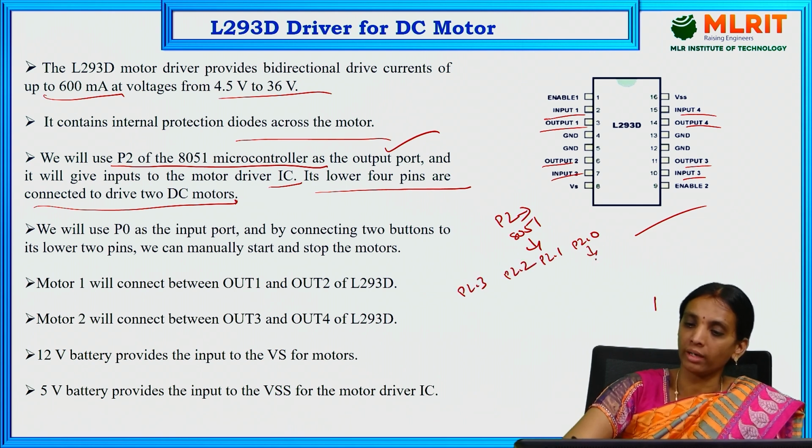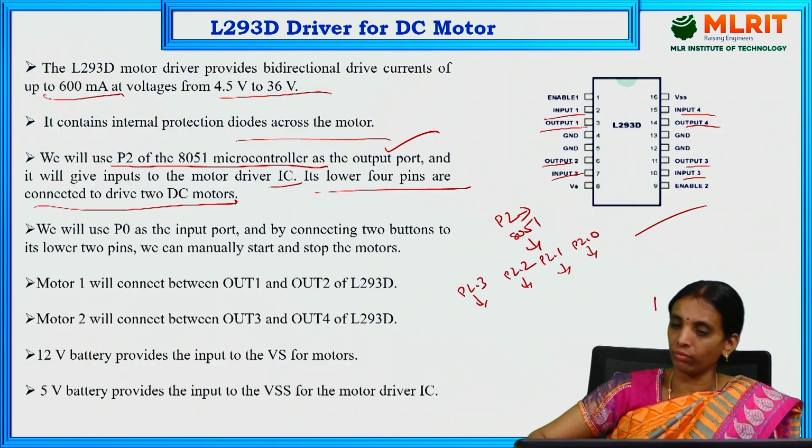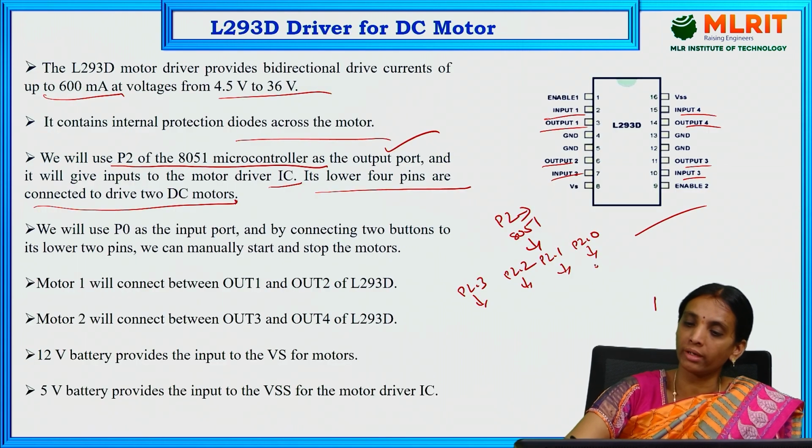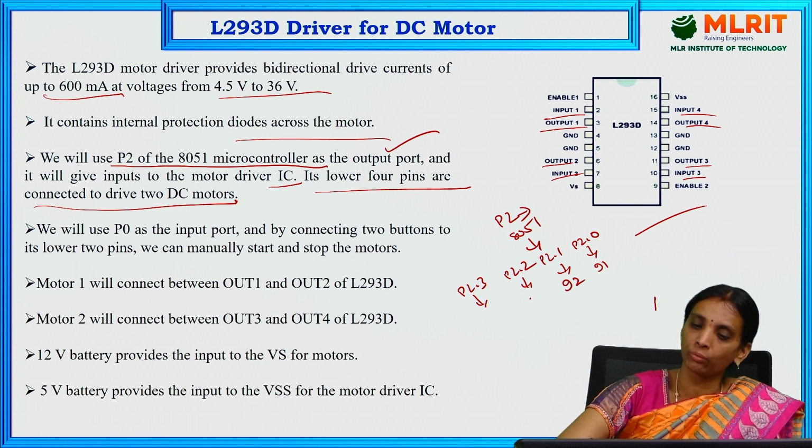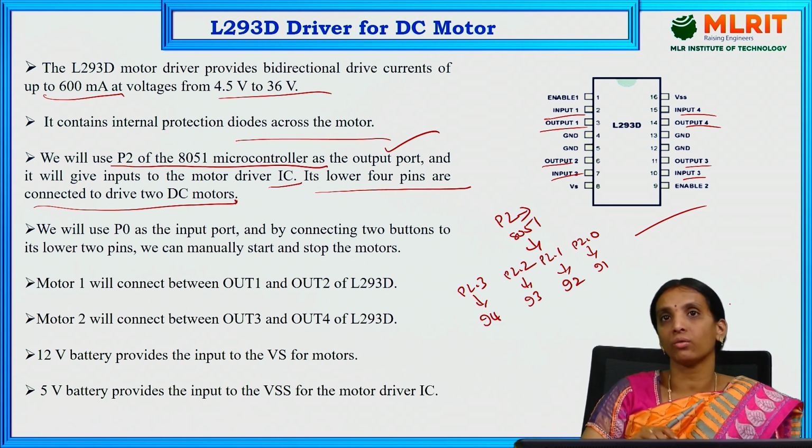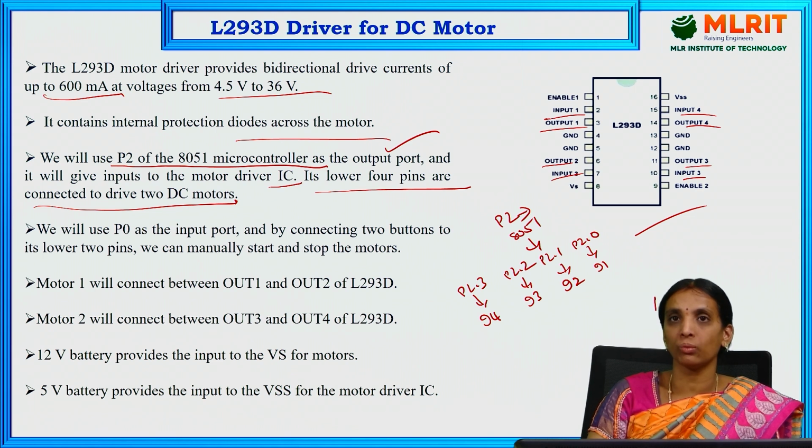So these are all connected to the inputs of this motor driver. So this is input 1, input 2, input 3 and input 4. These are all connected to the driver inputs of the L293D.